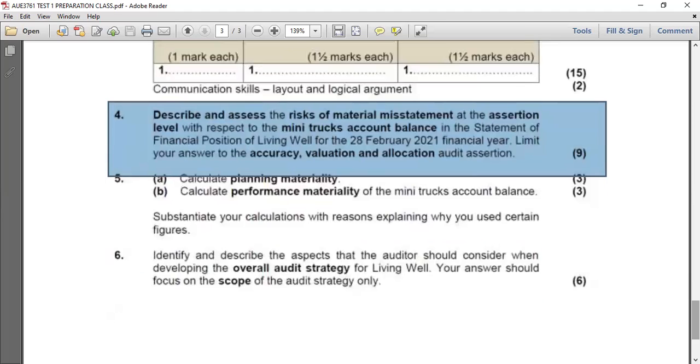Right. Describe and assess the risks of material misstatements at the assertion level with respect to the mini trucks account balance in the statement of financial position. When a figure is reported in the financial statements, there will be various assertions that management will be putting forward. These assertions are different. We have what we call accuracy. By stating in the financial statements that property, plant, and equipment is 50,000, management are stating that the property, plant and equipment were accurately calculated at 50,000. We have what we call completeness. They will be saying that all the property, plant, and equipment were recorded. Everything, all the things were recorded.